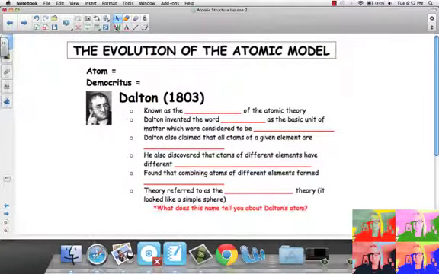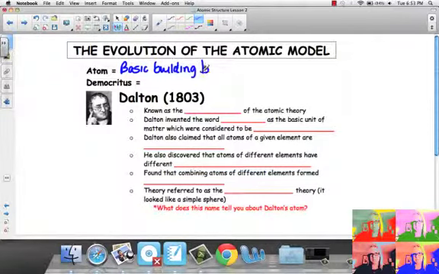So first let's give a definition of an atom. It is the basic building block of matter, and it cannot be broken down chemically.